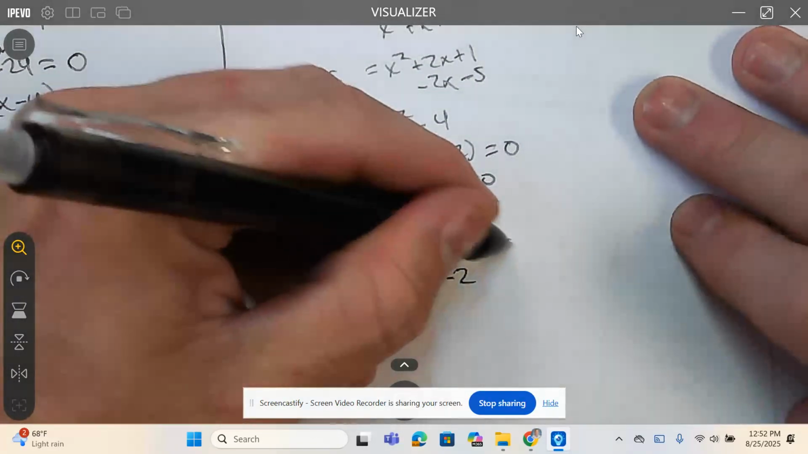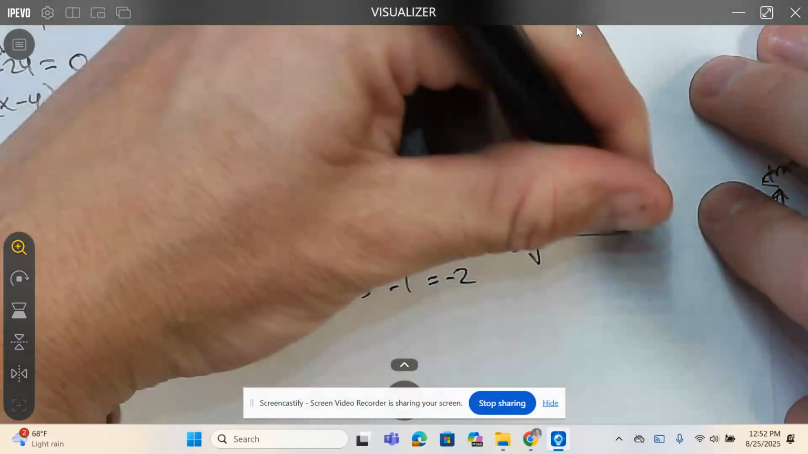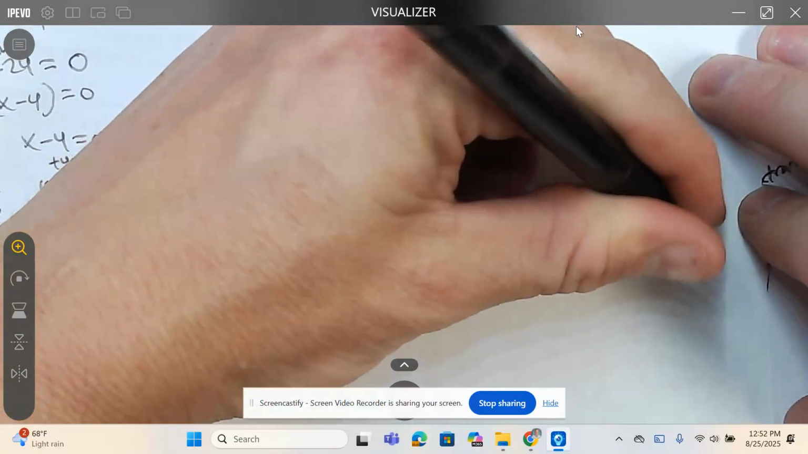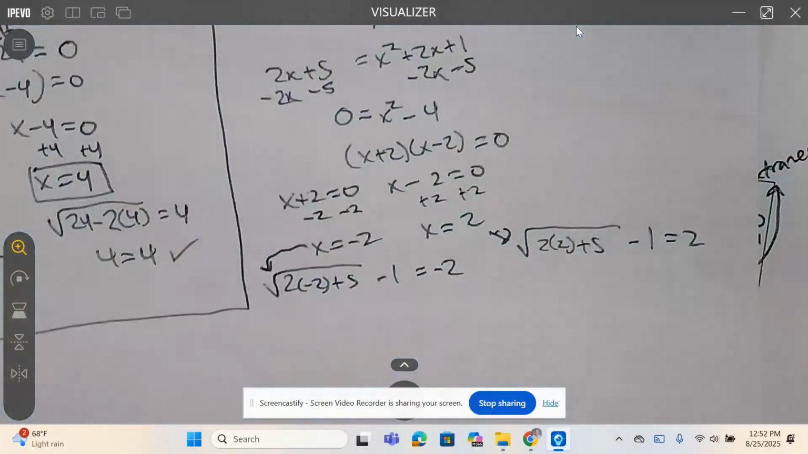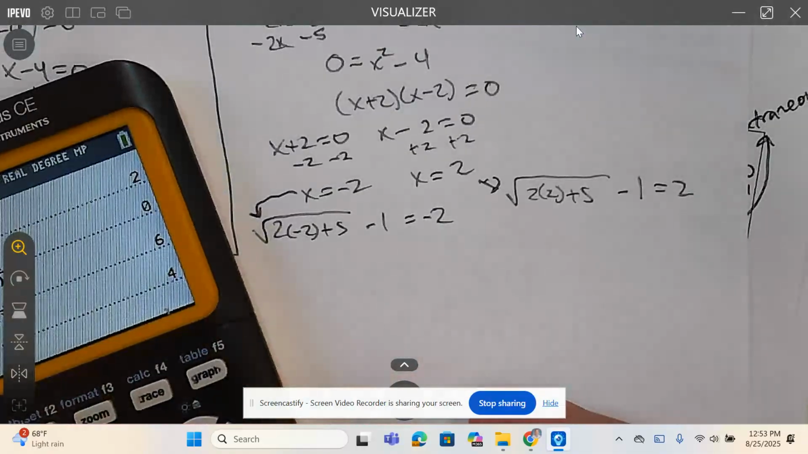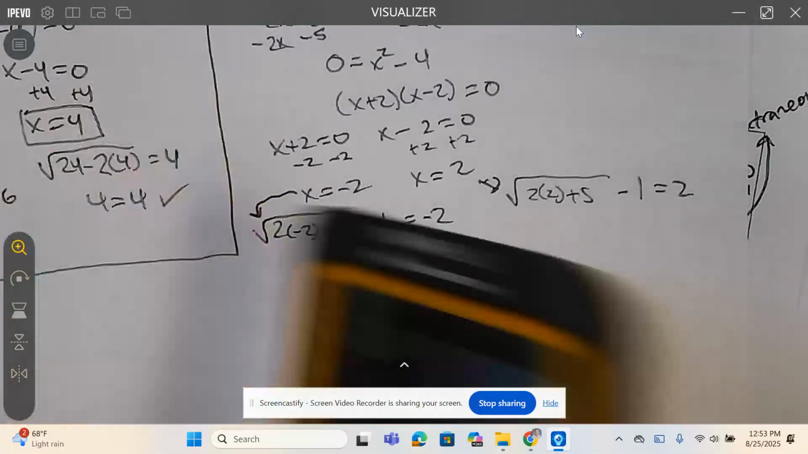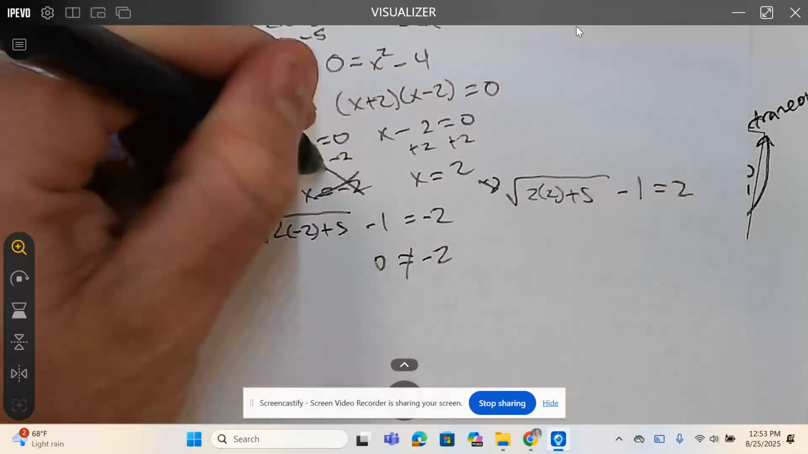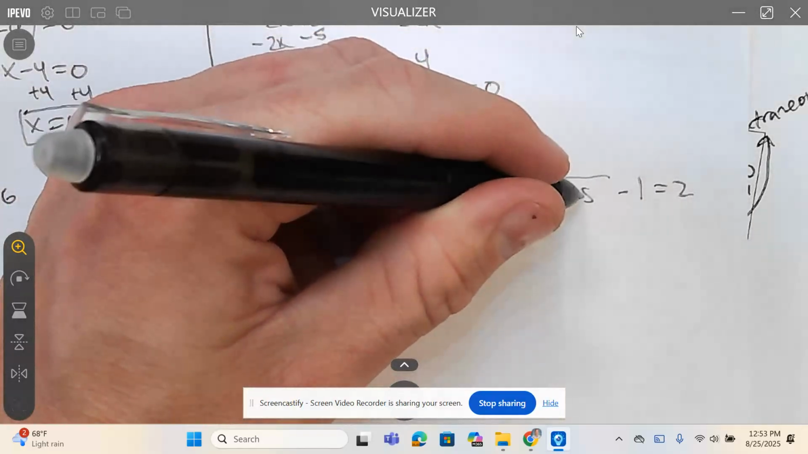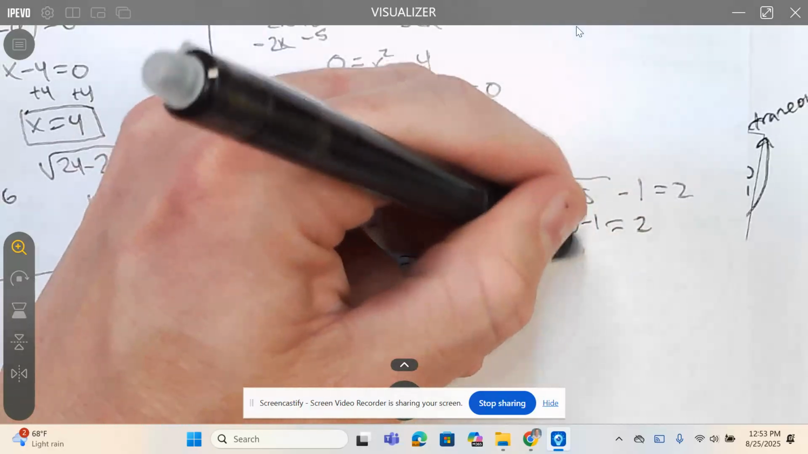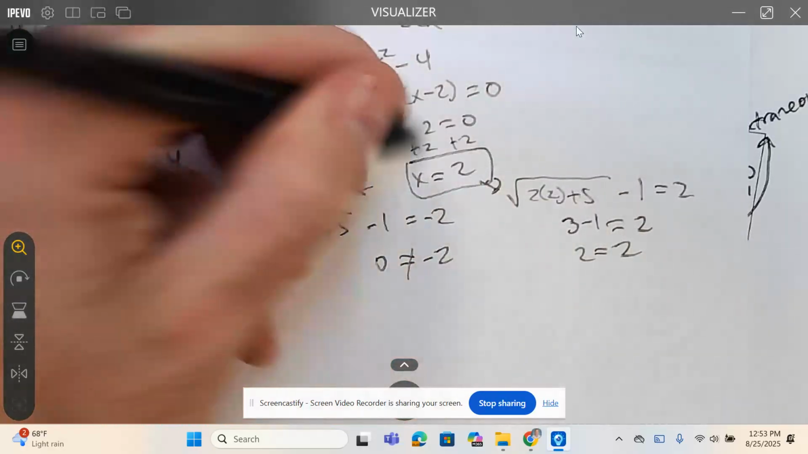And then does the square root of 2 times 2 plus 5 work? We know from earlier that one of these is probably not going to work. I already have my idea which one's not going to work. 2 times negative 2 plus 5. That's 1. 1 minus 1, 0. So this is 0. That's not going to work. That's 2 times 2, 4 plus 5 is 9. The square root of 9 is 3. 3 minus 1, that's 2. So this one does work. So it's just going to be x equals 2.